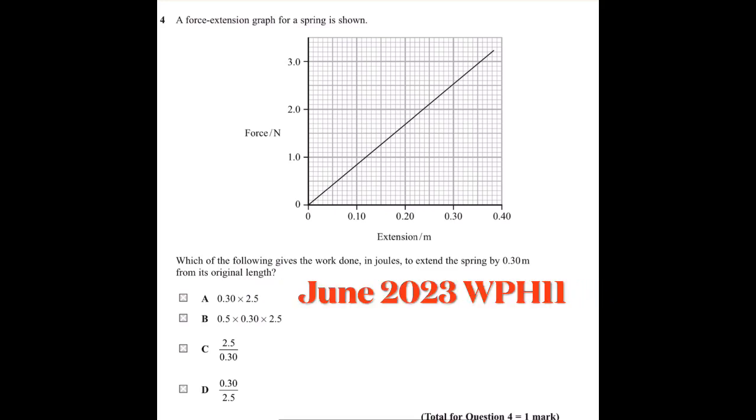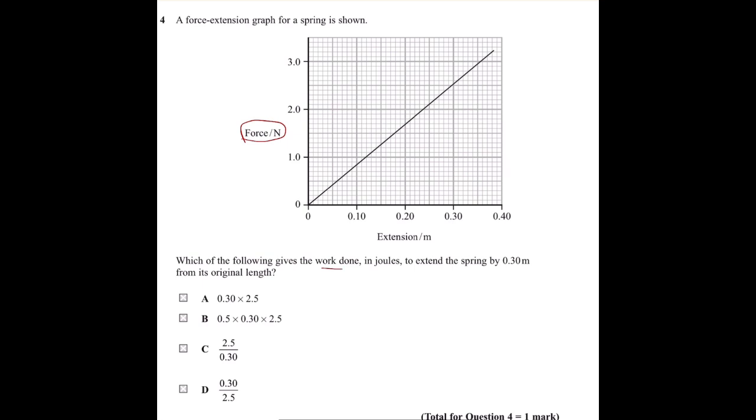In this question, the force extension graph for a spring is shown. The force is on the y-axis: 0, 1, 2, and 3. The extension is on the x-axis: 0, 0.1, 0.2, 0.3, 0.4. Now we need to calculate the work done in joules to extend the spring by 0.3.